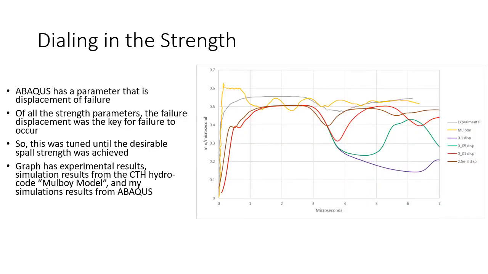So after completing the Abaqus simulation, you can see in the graph right here, the gray is the experimental results, the yellow is the CTH hydrocode with the Mulliken-Boyce model that Jack Borg supplied to me, and then the various colors, the brown, red, green, and purple, are me trying to dial in this Abaqus parameter to get the right pullback velocity of the experimental results.